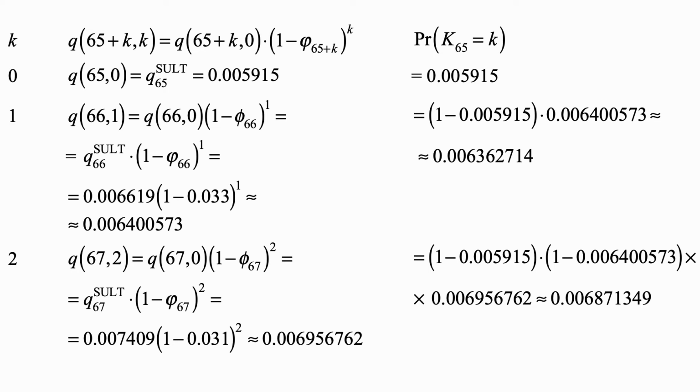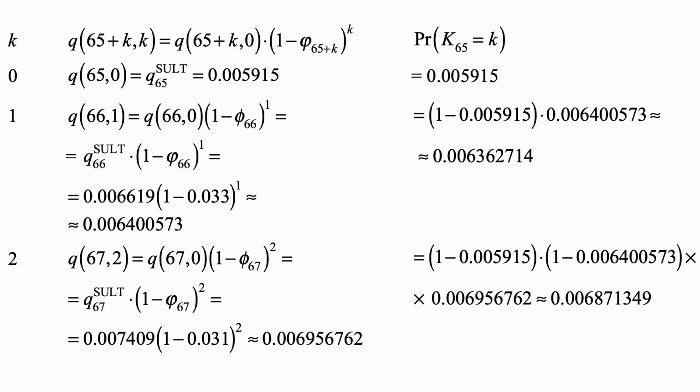And here's the calculation. For K equal to 0, and by the way, just a reminder, Q of 65 plus K, K is Q of 65 plus K, 0 times 1 minus phi of 65 plus K to the power K. That's just a different statement of the basic model. So Q of 65, 0 is the Q of 65 from the standard ultimate life table. We look it up. It's 0.005915, so that's what we have for the probability that K65 is 0.